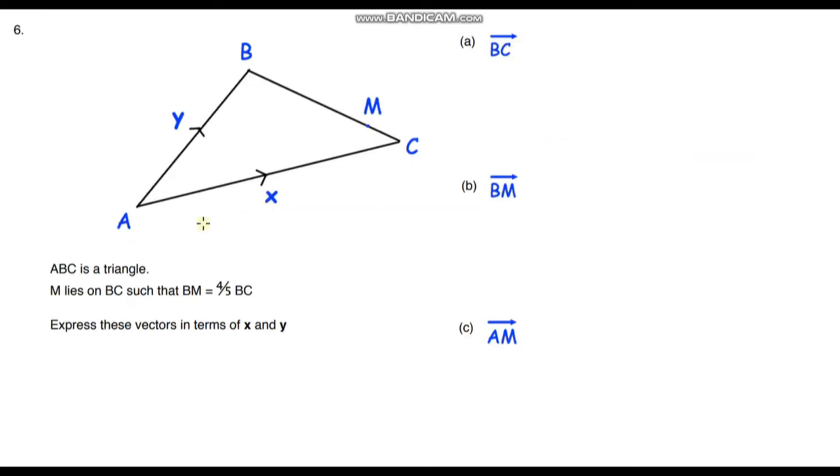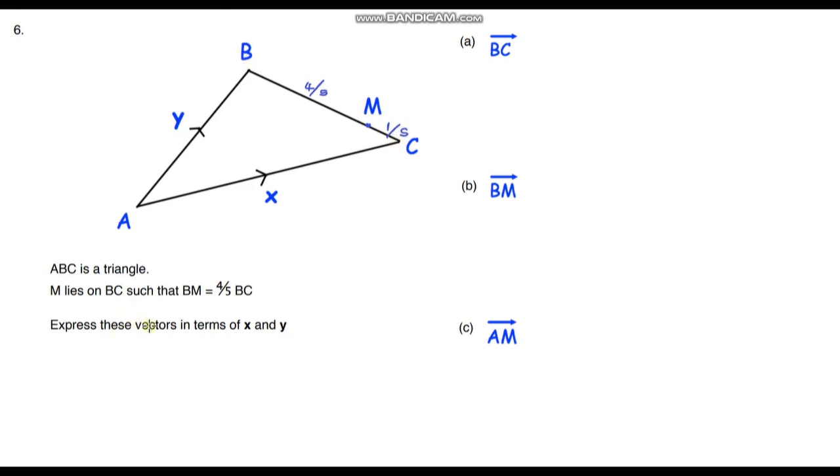Okay, question number 6. ABC is a triangle, and M, which is this point here, lies on BC such that BM, so this length here, is 4/5 of BC. So this length from B to M is 4/5 of the whole length. So if this part is 4, this part is 1. Or we could say this is 4/5 and this is 1/5 of the length BC.